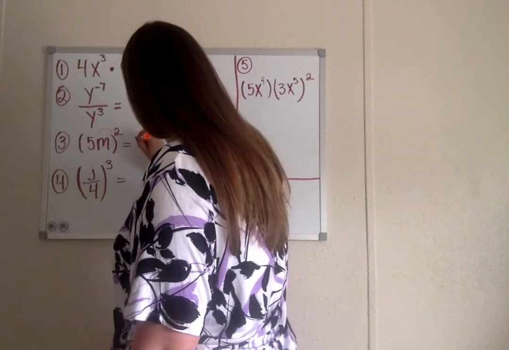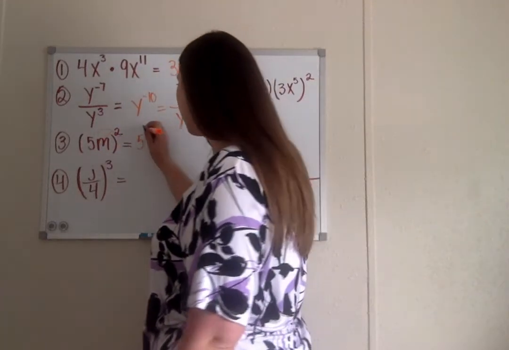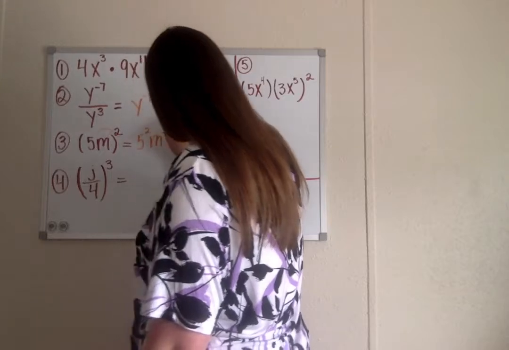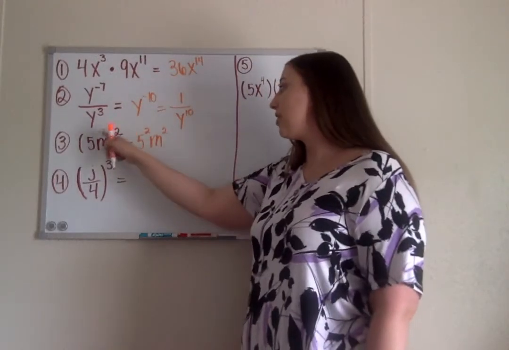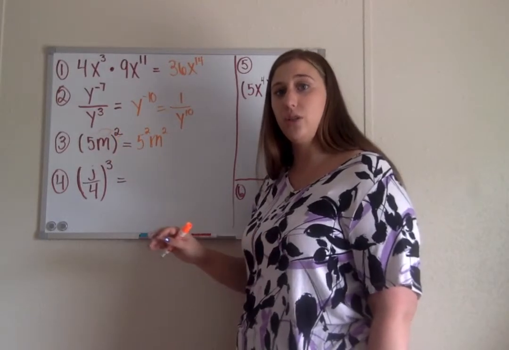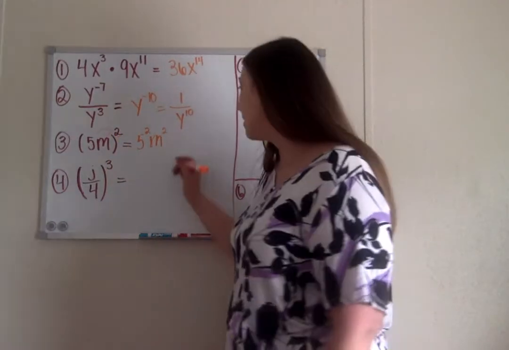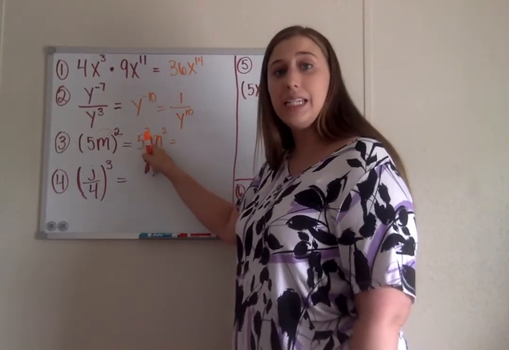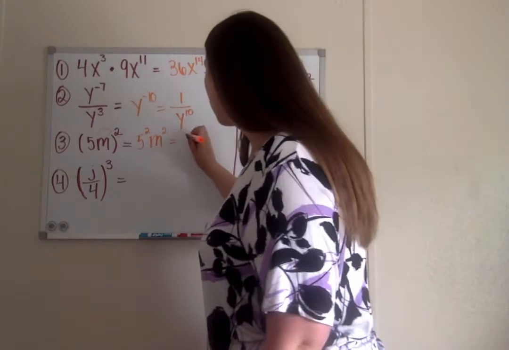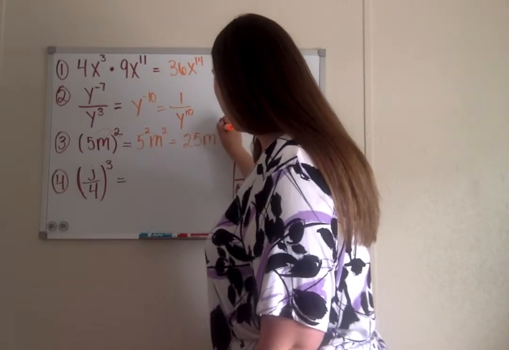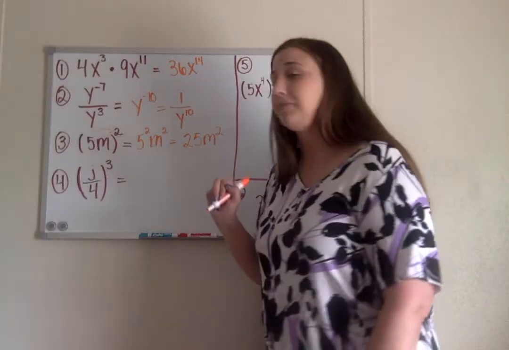So what that means is that the 5 is going to get the little 2, and the m is going to get the little 2. We distributed that 2 to each term in the parentheses, just like we always do when distributing. From here we can simplify this still, because we know 5 squared is 5 times 5, which is 25. So our final answer is 25m squared.